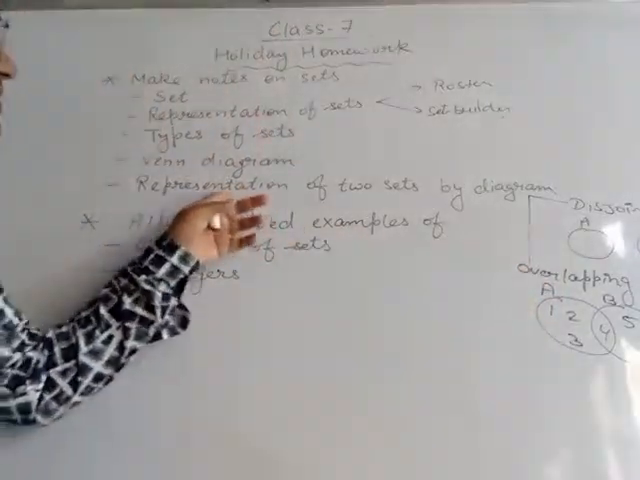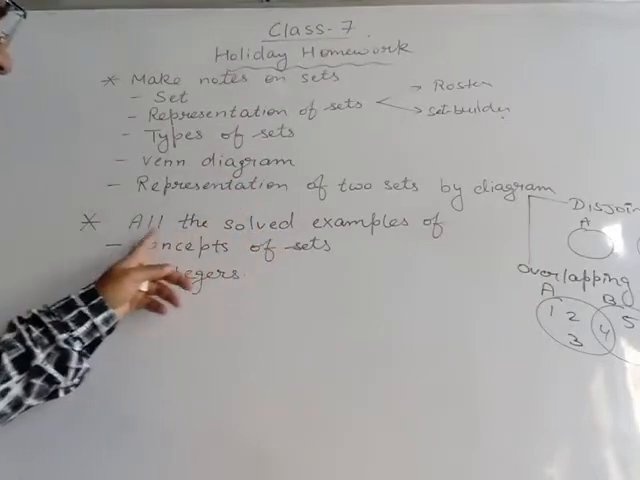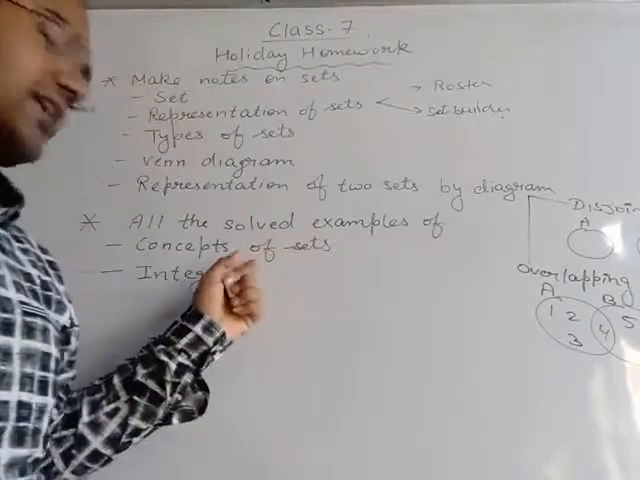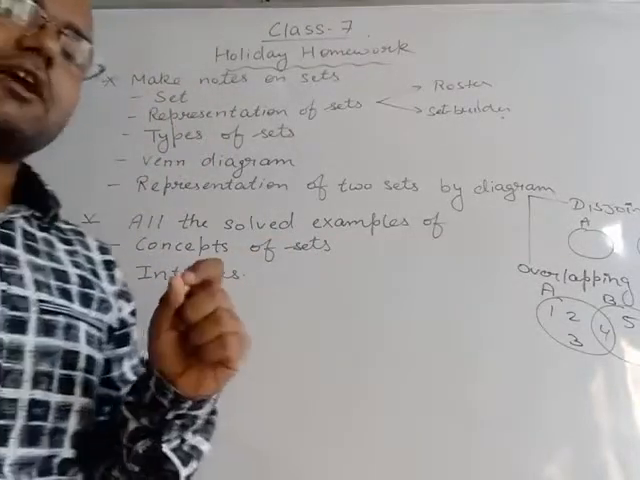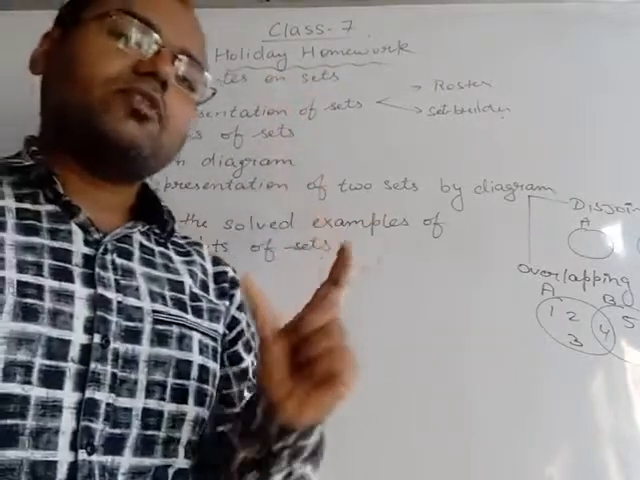So these are the points on which you have to make the notes. Another one is you have to do all the solved examples of chapter number 1, that is sets, and chapter number 2, integers. All the solved examples you have to do. All this work you have to do in your fair notebook.